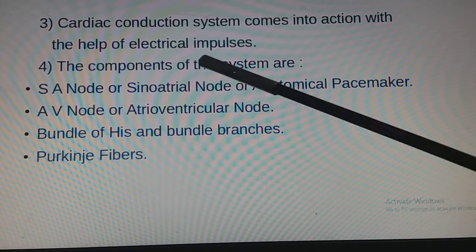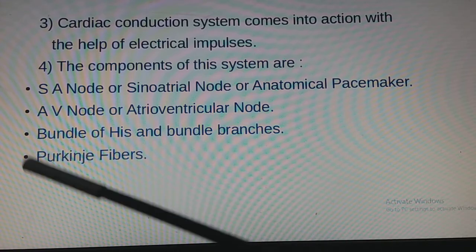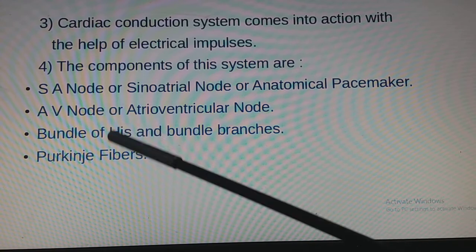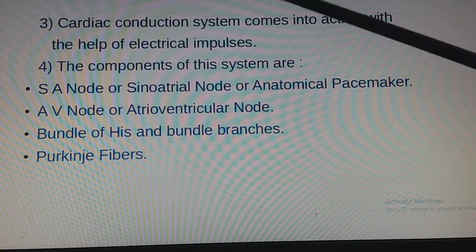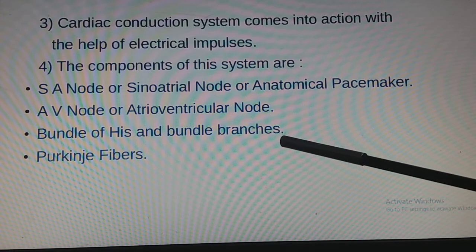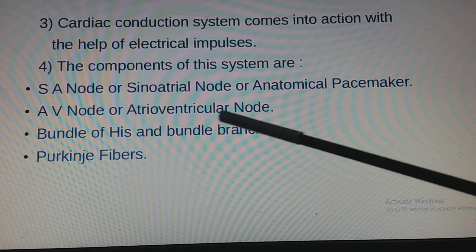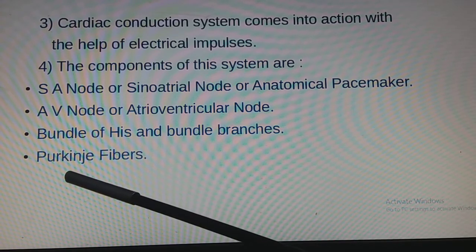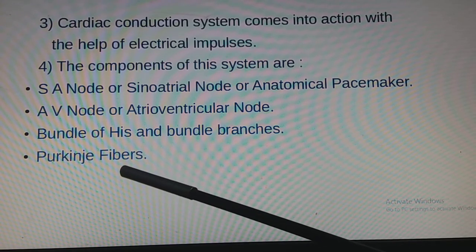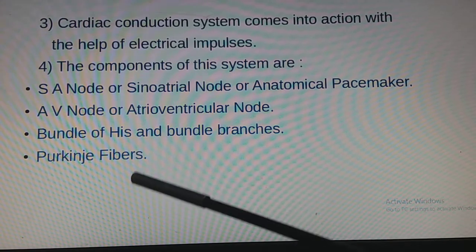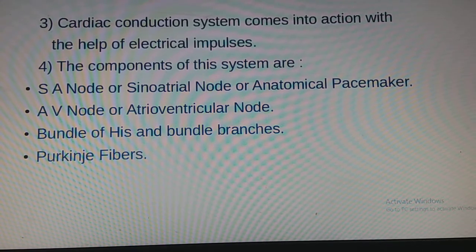If you want to see the diagram, you can go back to the video. Second component is the AV node, or atrioventricular node. Third is the bundle of His, or bundle branches. Fourth, the Purkinje fibers. Now, Purkinje is a scientist. I have shown you the diagram and I have given you the functioning of all these components.